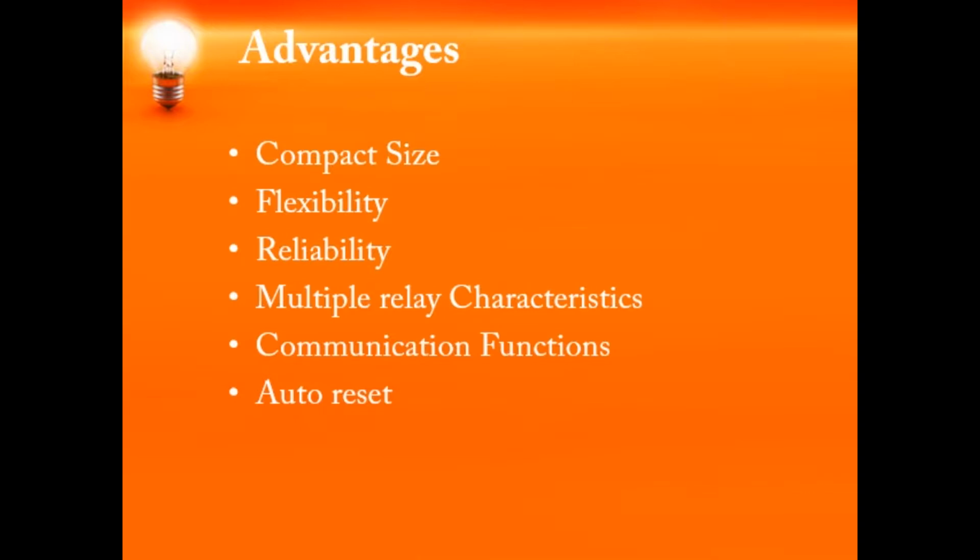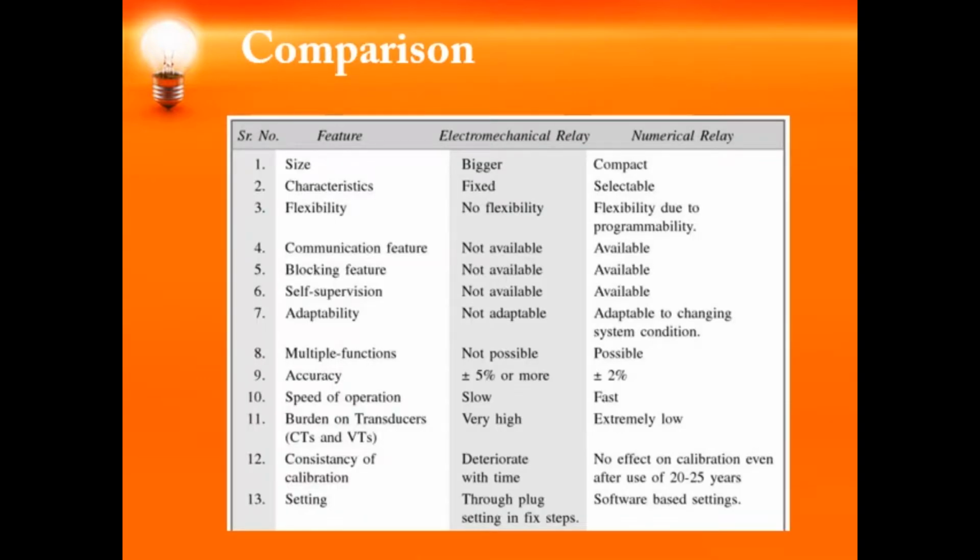If we compare the electromechanical type relay with the numerical relay, we find that the electromechanical relay is obviously bigger in size compared to the numerical relays, whereas the characteristics in the case of an electromechanical type relay are fixed, whereas in a numerical relay you can select them. That too is based on the program you write. So the electromechanical relay is not flexible compared to the numerical relays.